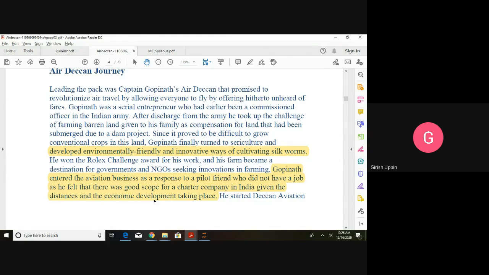Gopinath entered the aviation business as a response to a pilot friend who did not have a job, as he felt there was no good scope for a charter company in India, given the distance and the economic development taking place. So you can see how, as I told you, entrepreneurs get their ideas. Here, one of his friends, a pilot, lost his job. That was the situation when he thought of starting the aviation business, because he wanted to help his friend. That is how he thought of starting the aviation business.